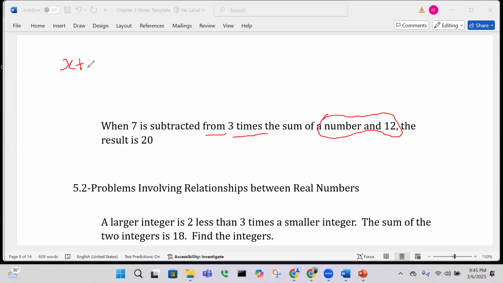So I had to look into this problem and break it down from the nested, meaning like I'm starting from the back to the front, but it's really the nest. I'm going inside the parentheses first. So number and 12, and that's the sum. But we want what? They say 3 times the sum. And it's 7 is subtracted from 3 times the sum. The result is 20. That means it equals 20.